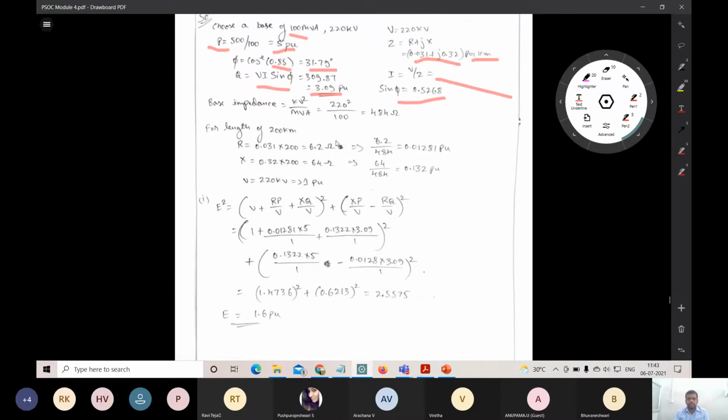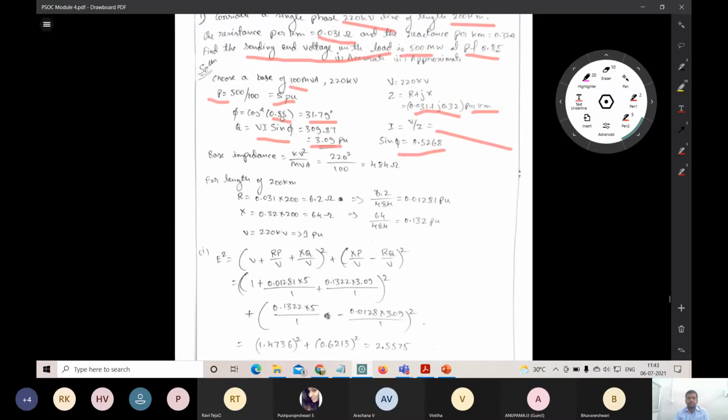So base impedance is kV square by MVA. kV is 220, MVA is 100. That is what we have chosen. It's not given, we have chosen that value for calculating the per unit value. So 220 square divided by 100 gives you 484 ohms.